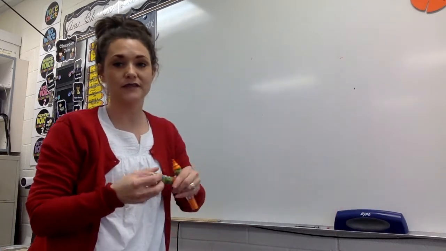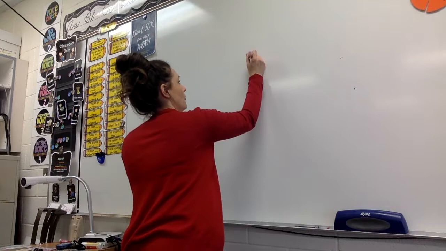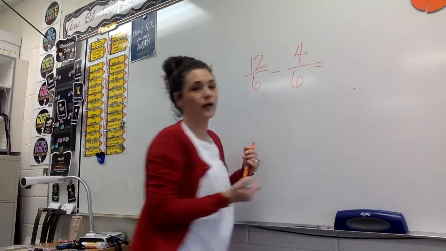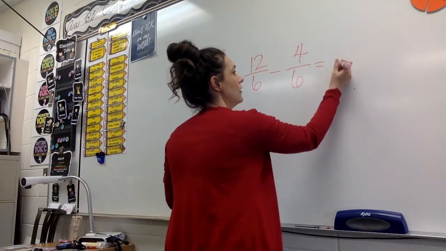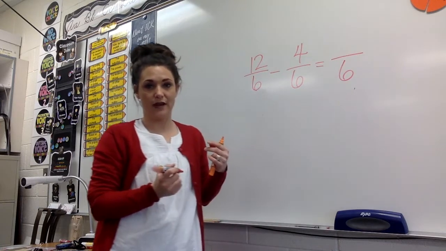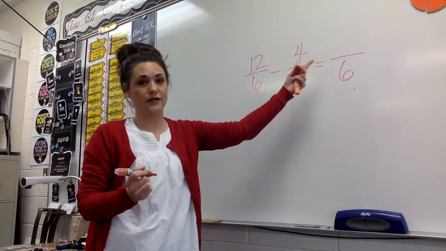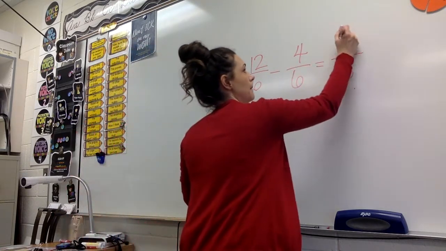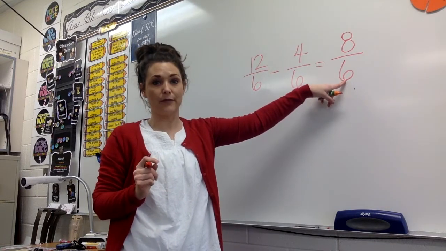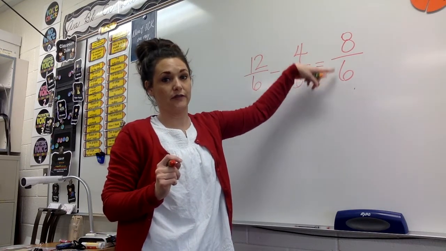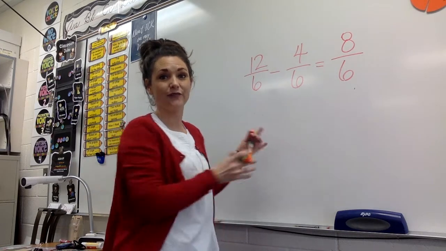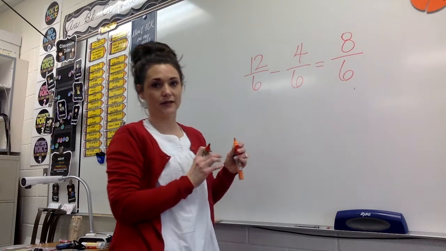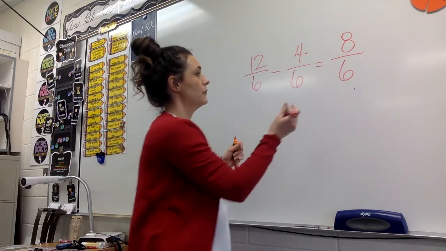This one is going to be 12/6 subtract 4/6. All right, we can already tell that we're going to have 6 as our denominator, right? And now we're just going to subtract across. 12 subtract 4 is 8. Okay, we've got an improper fraction here. Our numerator is greater than our denominator, so we know that there is a whole in there. If we drew our picture, we'd have 6/6, and then we'd have some more in our next fraction picture.